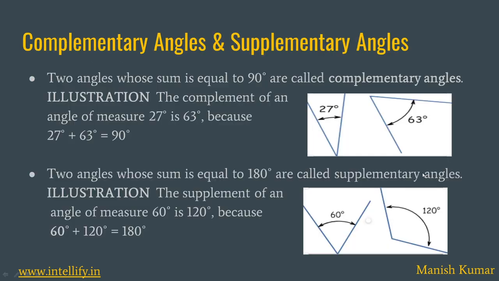Now our next slide is complementary angles and supplementary angles. Two angles whose sum is equal to 90 degrees are called complementary angles. For example, the complement of a 27 degree angle is 63 degrees, because 27 plus 63 is 90 degrees. And the next one is supplementary angles. Two angles whose sum is equal to 180 degrees are called supplementary angles. For example, the supplement of a 60 degree angle is 120 degrees.